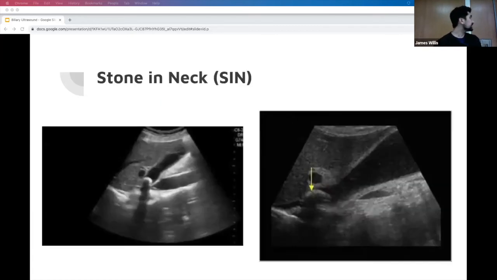Stone in the neck is an important finding. When you're doing a gallbladder study, you want to make sure that you're visualizing the entire gallbladder, including the neck, because if you're having pathology, that's where you'd find it. The stone and neck sign, which you see here, is exactly what it describes: a stone in the neck of the gallbladder. When you see this, it has a 97% specificity and a 93% positive predictive value of diagnosing cholecystitis.